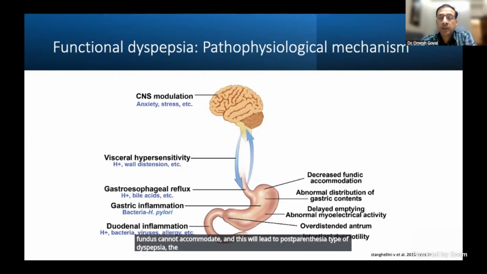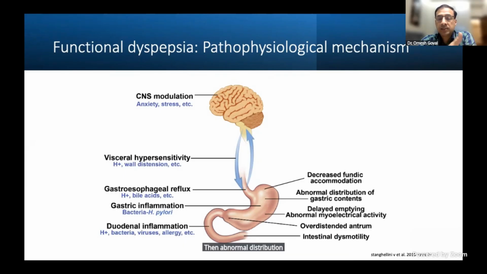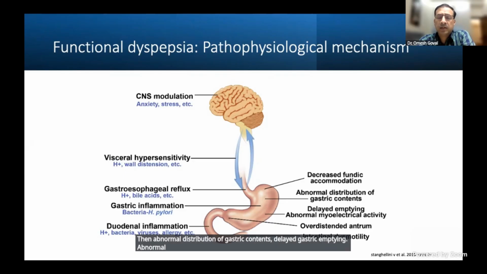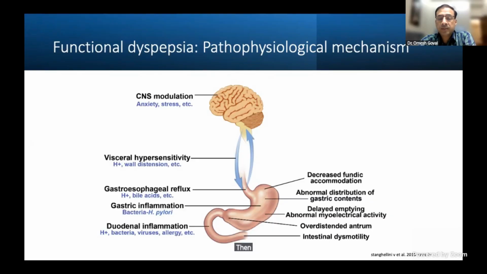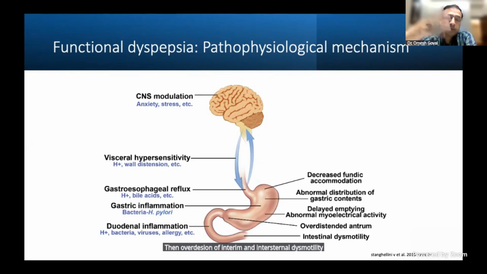Then abnormal distribution of gastric contents, delayed gastric emptying, and abnormal movement happen in diabetic patients. So again, that is not a true functional dyspepsia. Then overdistension of the antrum and intestinal dysmotility may all be linked to dyspeptic symptoms.